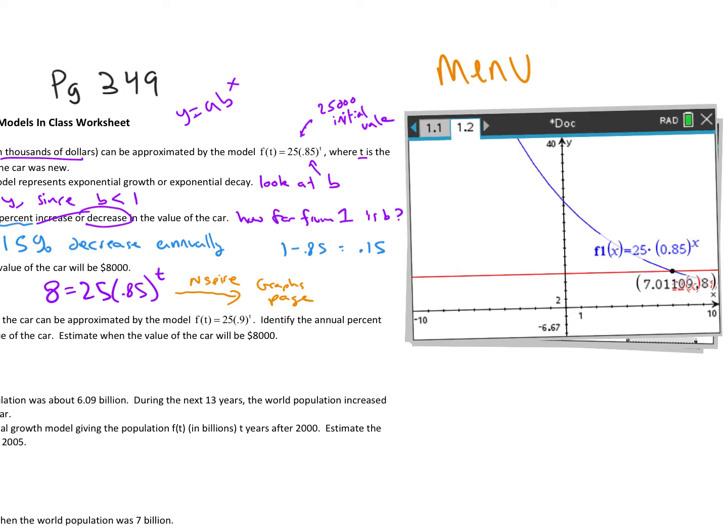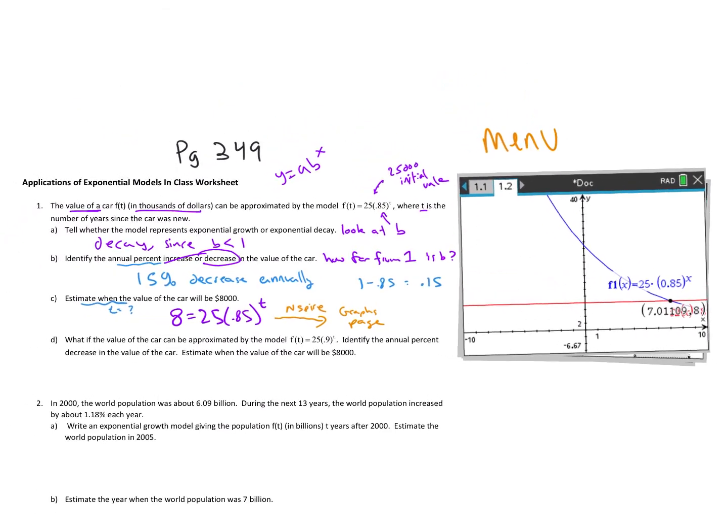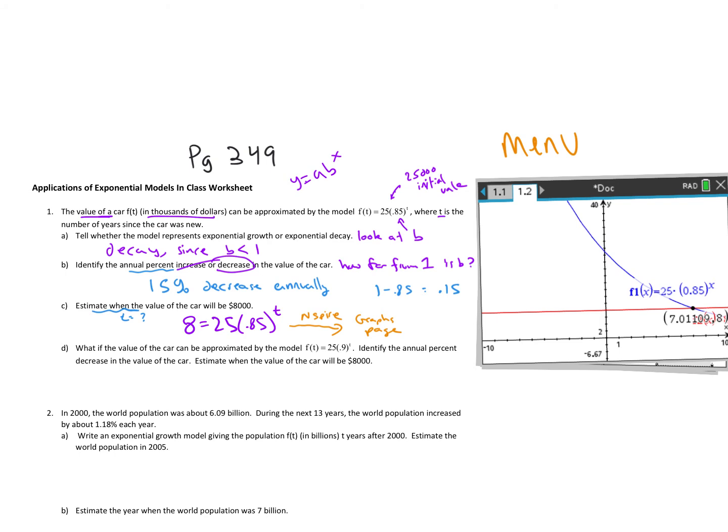So now we can see that it actually happens at 7.01109, 8. You might have fewer decimals, that's okay. So we know it's about 7 years, but we can actually now say, to estimate when the value of the car will be $8,000, that t equals 7.01, or about 7 years.